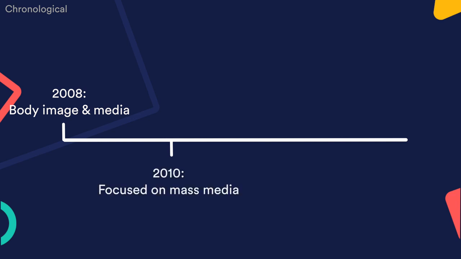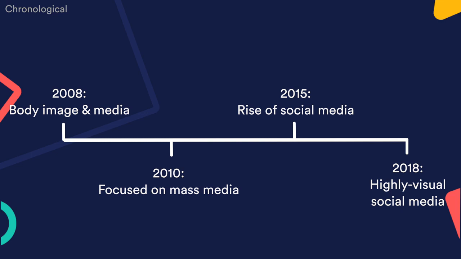For example, you might start by discussing an older study from 2008 about body image and media. Then you'd explain how, over time, mass media like magazines turned to social media, which also emphasizes visual content.